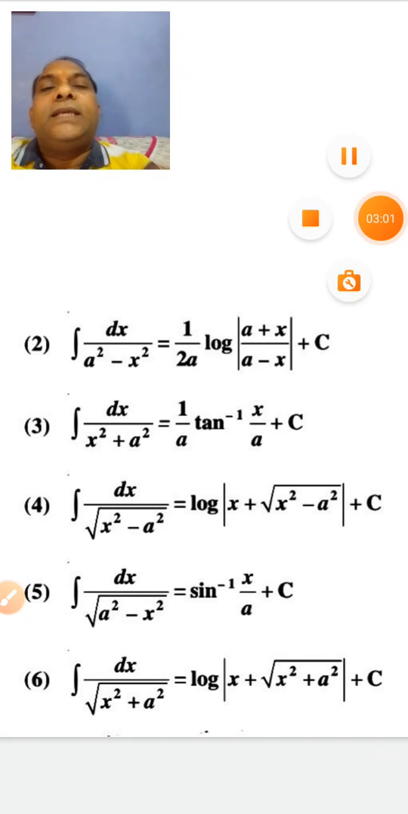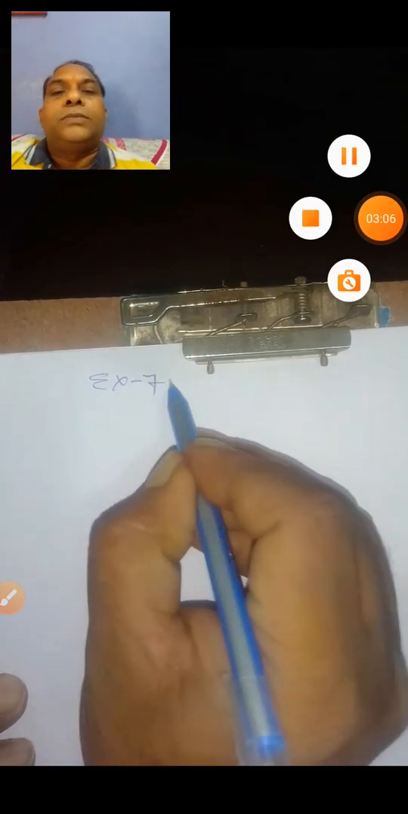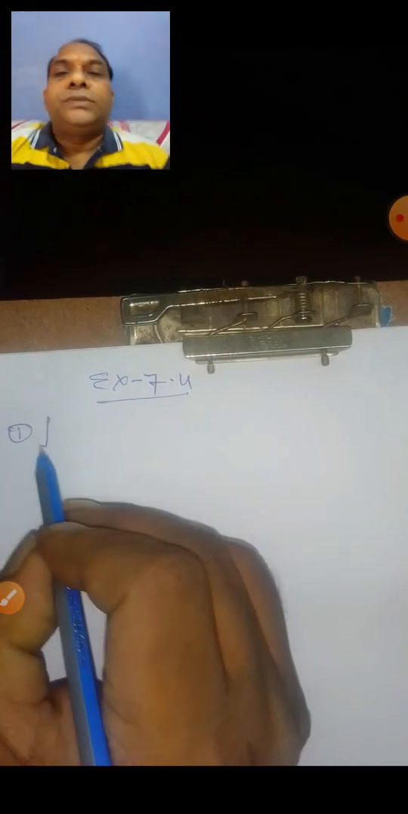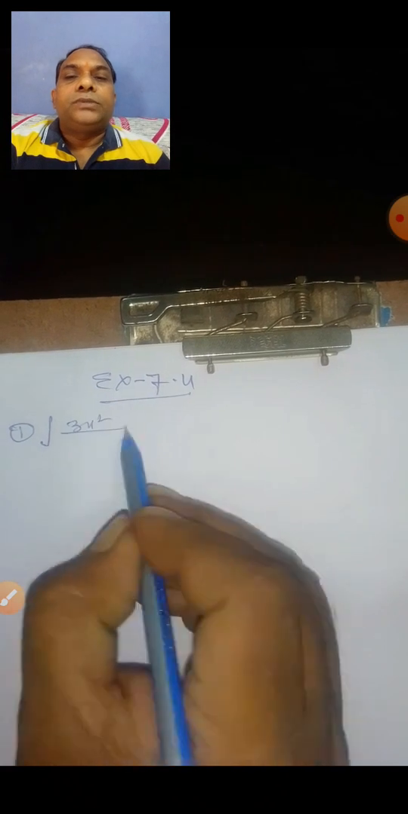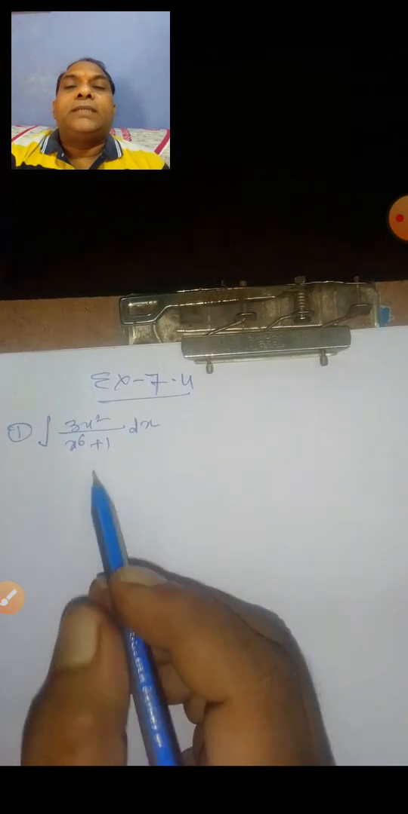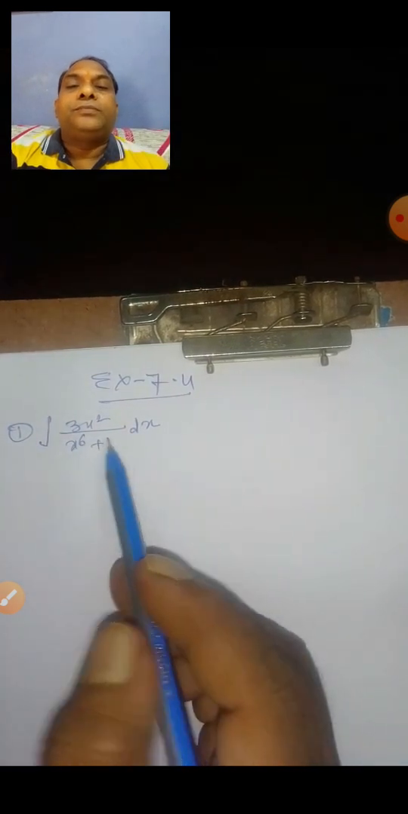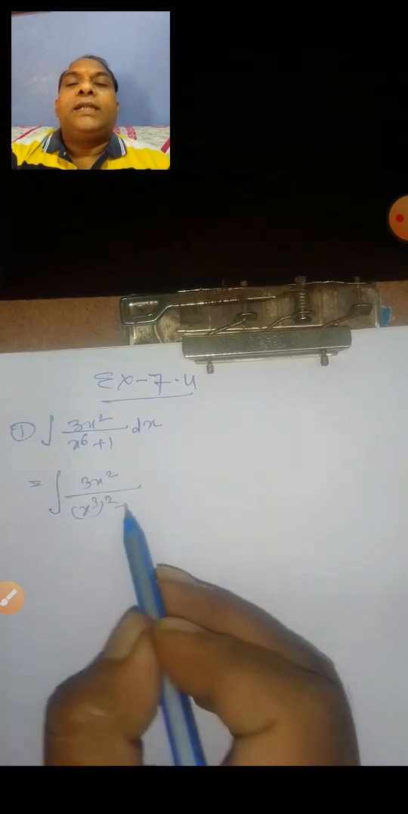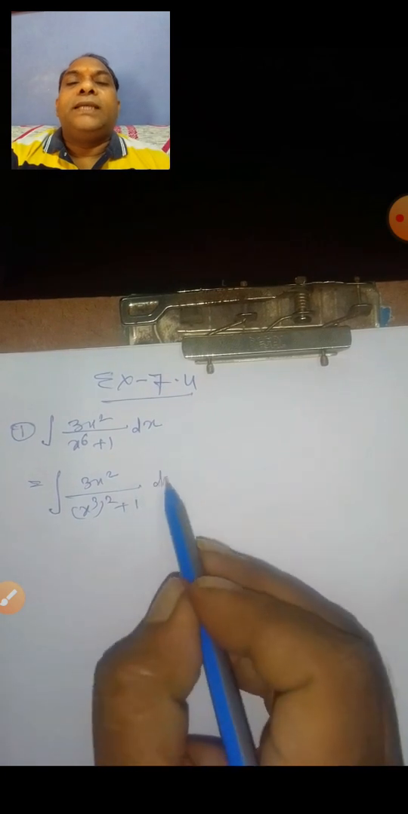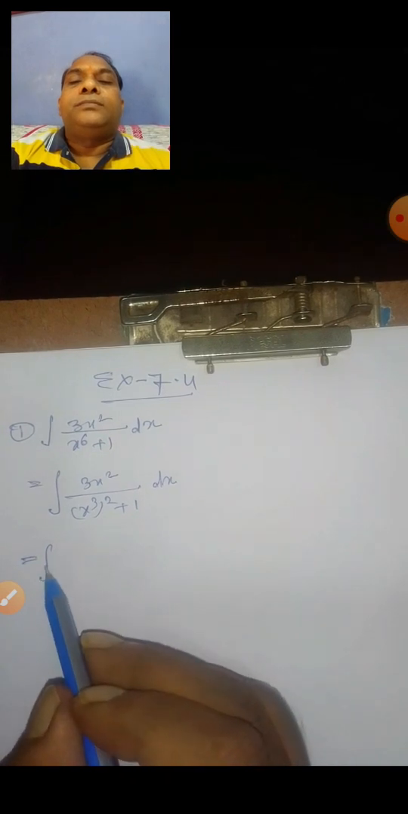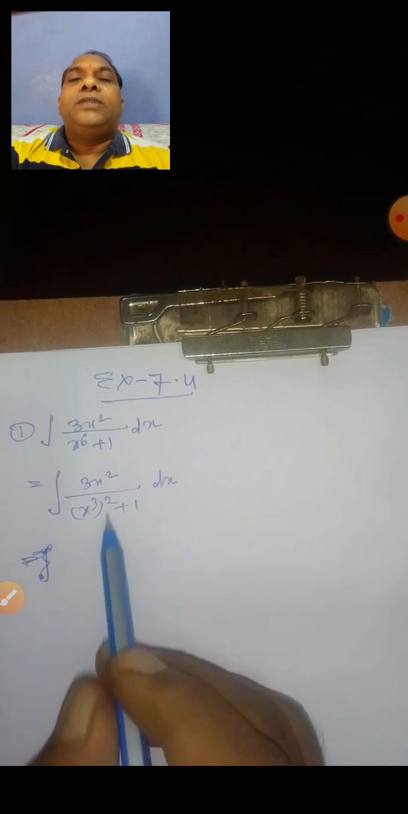Now open exercise 7.4. So in exercise 7.4, question number 1, integration 3x square upon x to the power 6 plus 1 dx. 3x square, x to the power 6 can be written as x cube square plus 1 dx. Now put x cube is equal to t. Let x cube is equal to t.